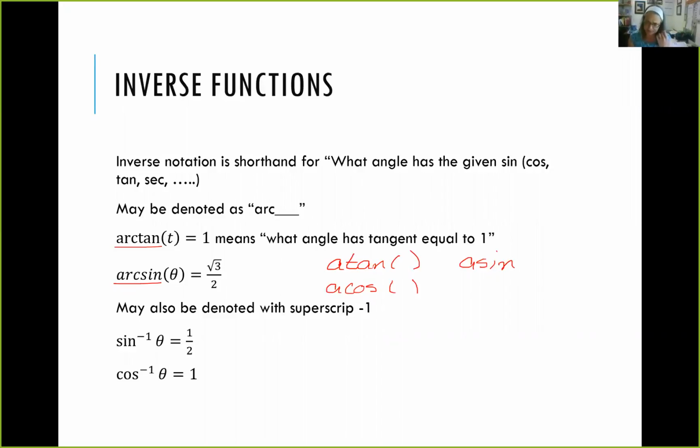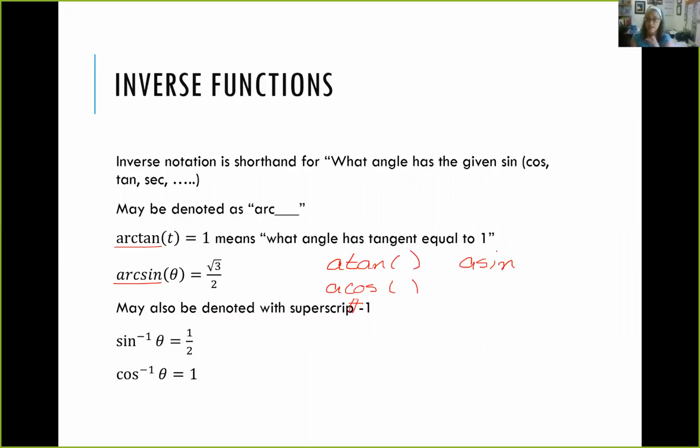More frequently, especially in mathematical applications, you'll see a superscript -1. This is pretty standard for an inverse anytime you're using function notation. So don't say sine to the -1, say inverse sine or arc sine of theta equals 1/2. This is the same thing as saying what angle has sine of 1/2. Notice that the outputs of the inverse trigonometric functions are angles.